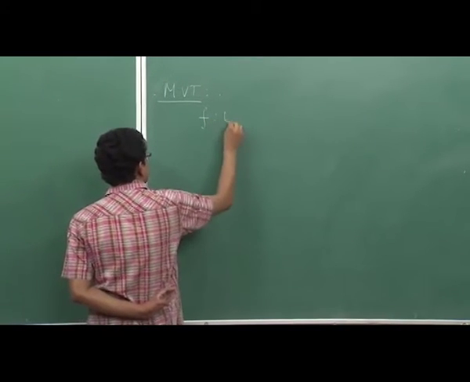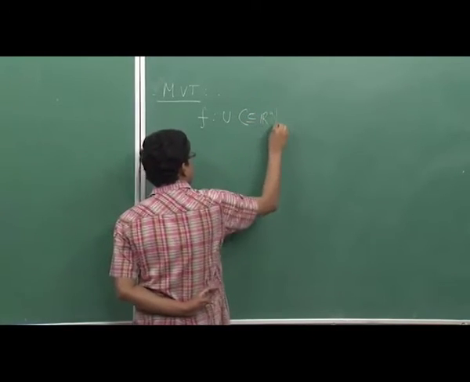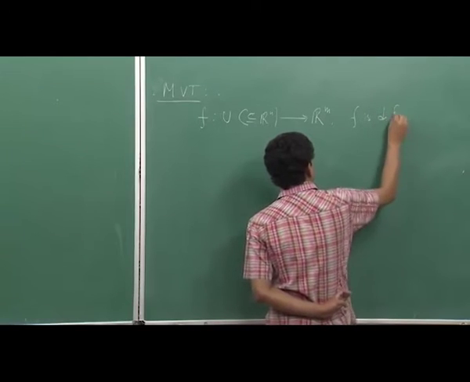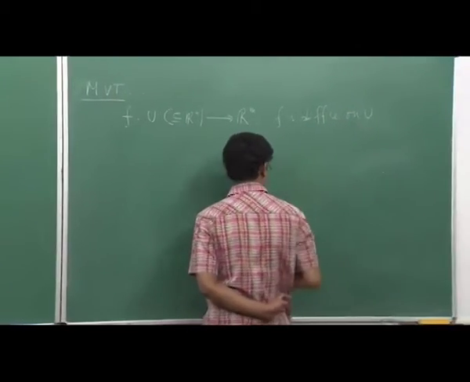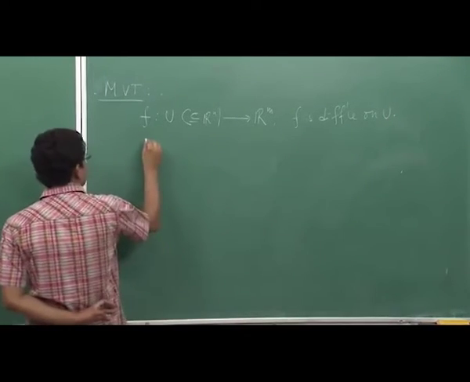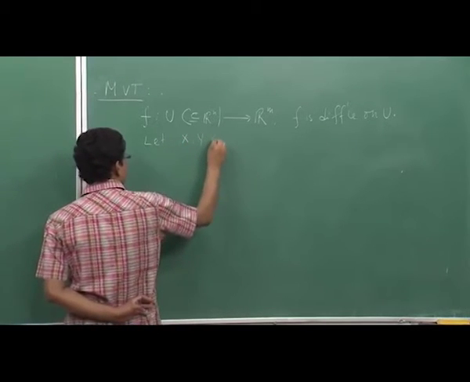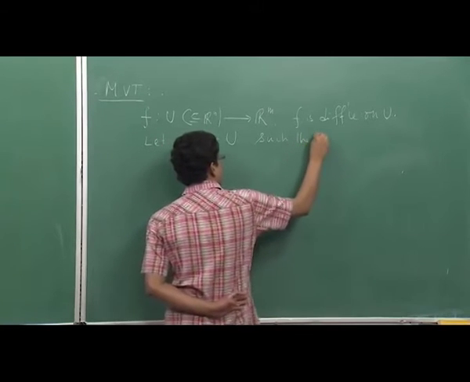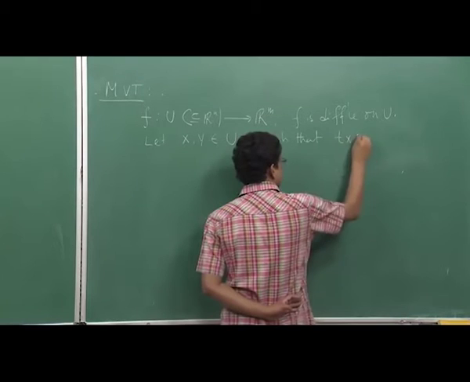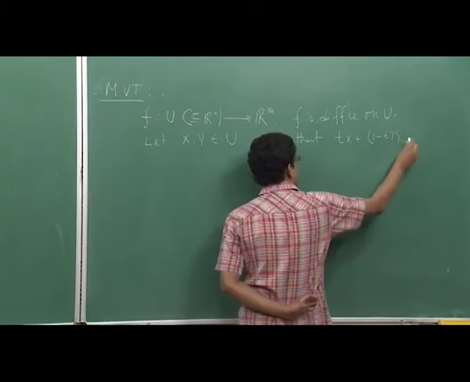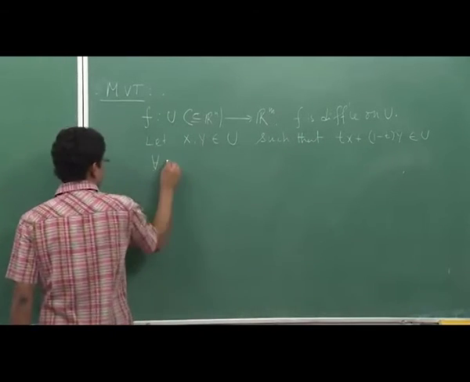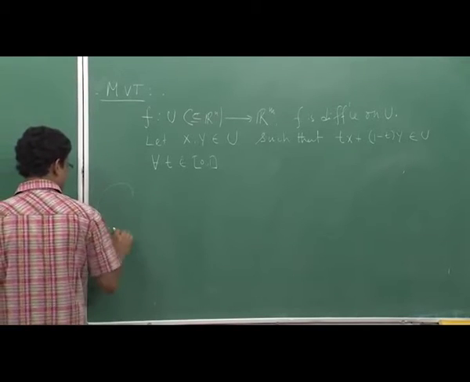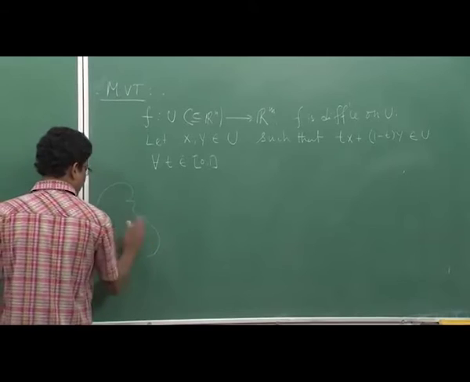So, f is a function from U in Rn to Rm, f is differentiable on the entire U, and let x and y be two points in U such that the line joining x and y, that is t x plus (1 minus t) y, belongs to U for all t in 0 to 1. Okay. So, a situation like this, so U may be an element like this or maybe an open connected set like this.